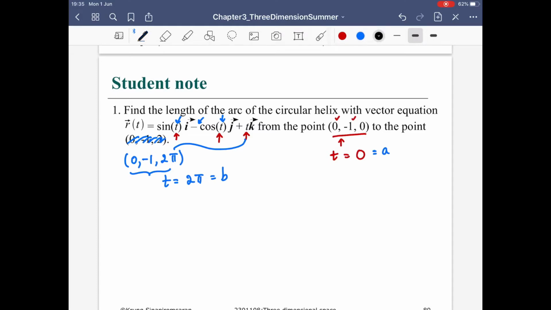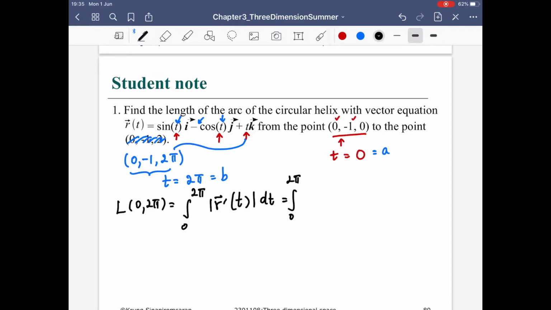Now what you are going to find is your length. Let's say L of AB, with t from 0 to 2 pi. So it is the integration from 0 to 2 pi of the length of r prime t dt.